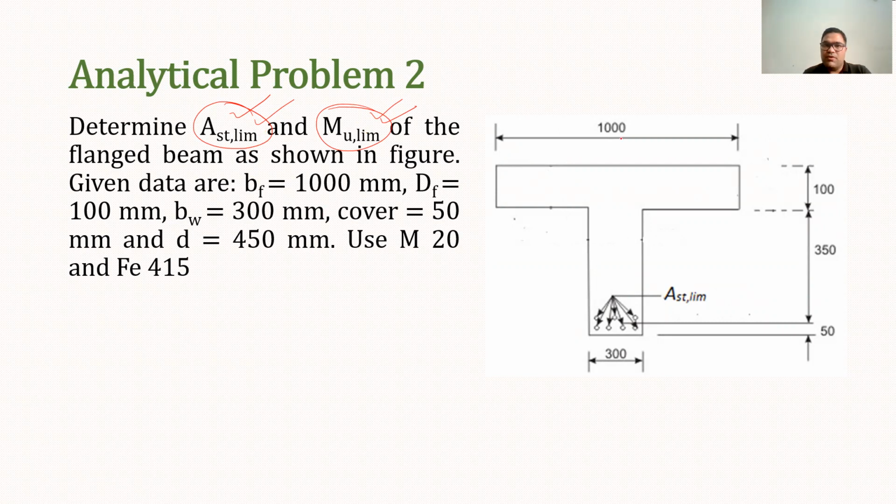So the figure is the same. Now we have to treat this section as a balanced section. And for a balanced section, how much area of steel is required? That is what we have to find out. Now, considering that we are required to find out AST limiting and MU limiting, we know that our case will fall in case 2. Now we have to find whether it belongs to case 2A or 2B.